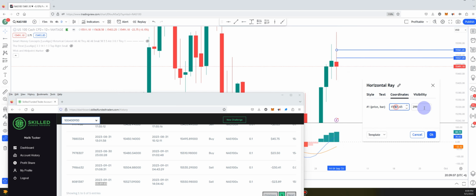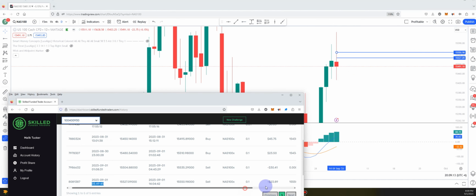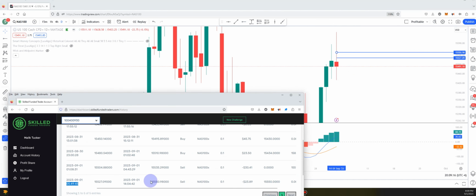So I had a hard stop loss at 1550.98. Or was it? I think it was at 15.50. Yeah, 50. I just happened to get stopped out almost a pip higher. Right, so that was the trade. I lost 23.89 on that. And that's basically it for today.